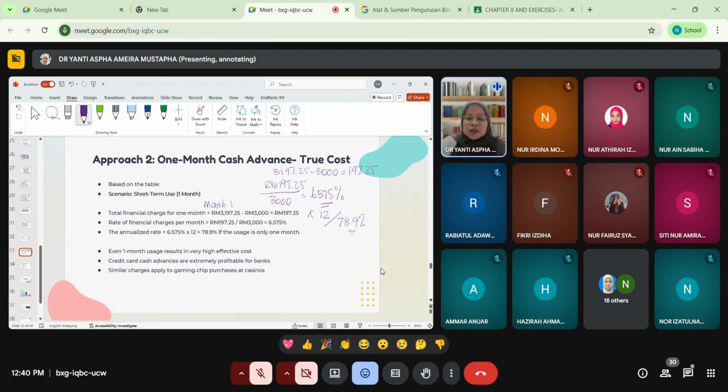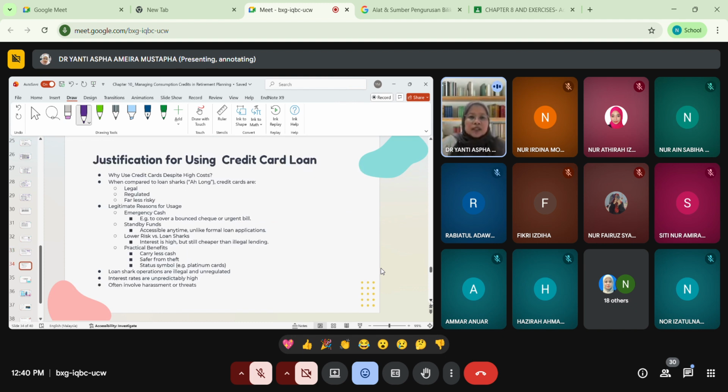Okay, right. So now, let's see justification. Why should we still use credit card? Right. So why use credit card despite high cost? Okay, so of course it is much better than if you go to loan sharks, Along. Credit cards are, satu, obviously it is legal, it is regulated, is far less risky. Yang high risk is to the customer yang bayar and tak disiplin.